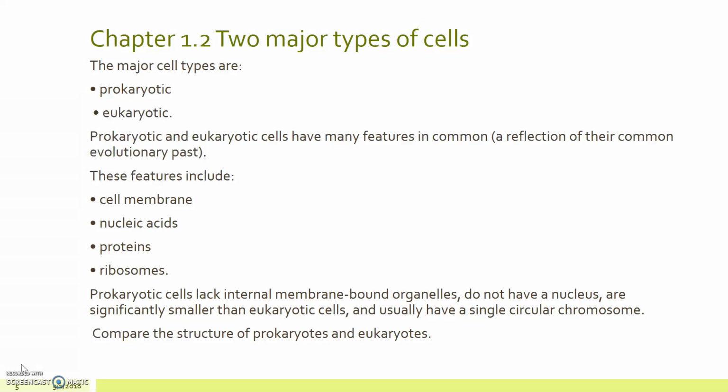Okay, in eukaryotes, they're much more complex. So you need to be able to identify all the parts of the cell, you know, stuff like the cell wall, the cell membrane, cytoplasm, ribosomes, nucleus, rough ER, smooth ER, Golgi body, mitochondria, a vacuole, and a chloroplast. Okay, and know the difference between an animal cell and a plant cell.